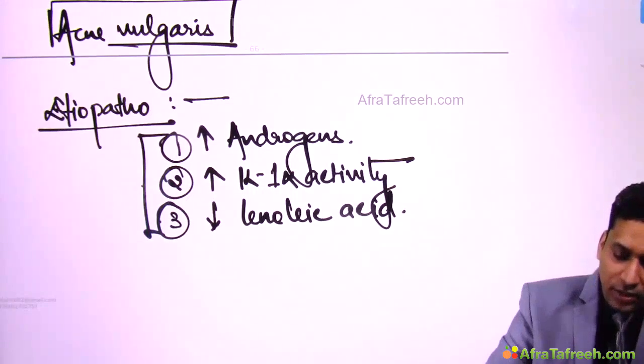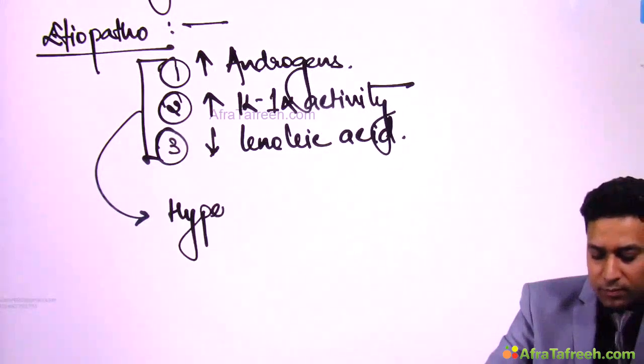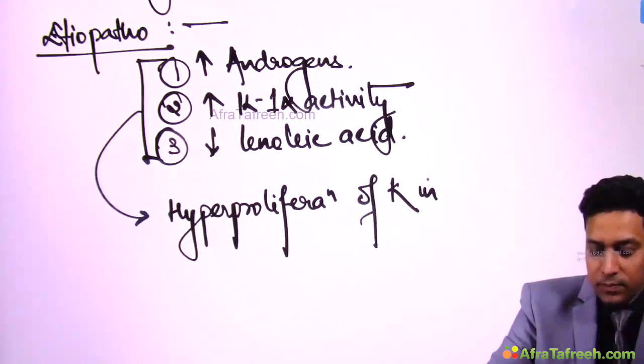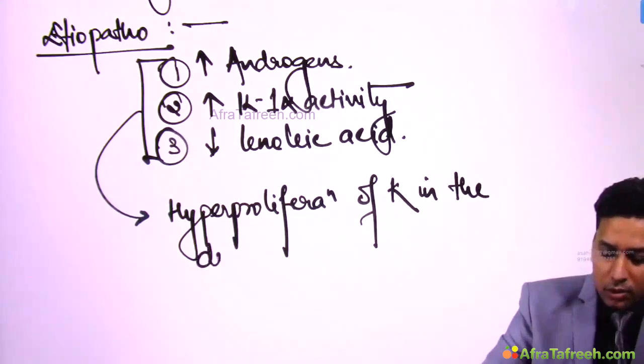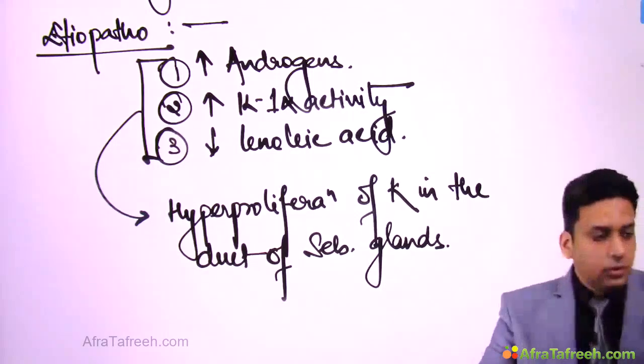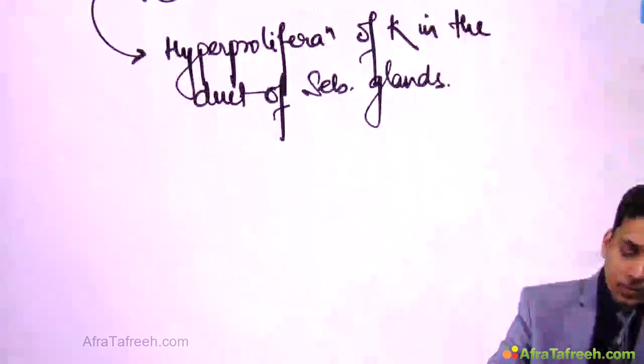Due to all these factors, what happens? There is hyperproliferation of keratinocytes in the duct of sebaceous glands. So hyperproliferation of keratinocytes in the duct of sebaceous gland.